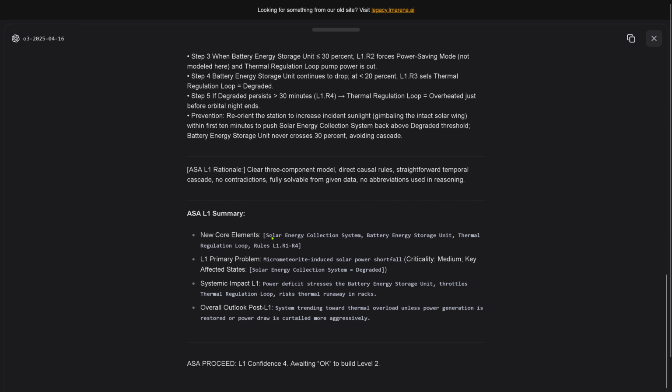So we have core elements: solar energy collection, battery energy, thermal regulation loop, and 4 new rules between those, interconnecting this. We have a primary problem, the micrometeorite-induced solar power shortfall. We have a systemic impact: a power deficit stresses the battery energy storage unit, throttles the thermal regulation loop, risks a thermal runaway in the computer X, and an overall outlook. System trending towards a thermal overload unless power generation is restored or the power draw is curtailed more aggressively.